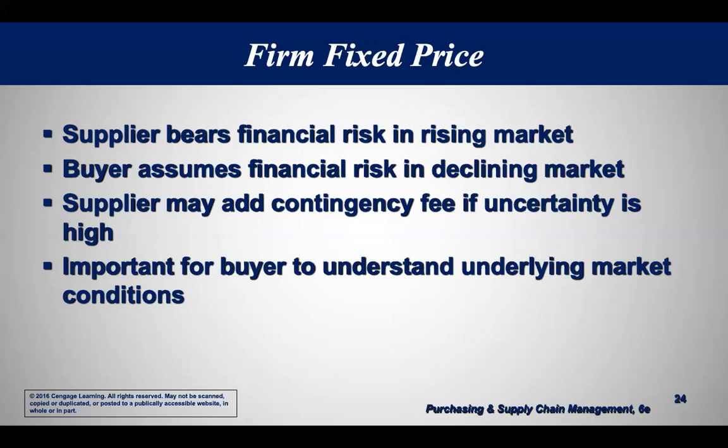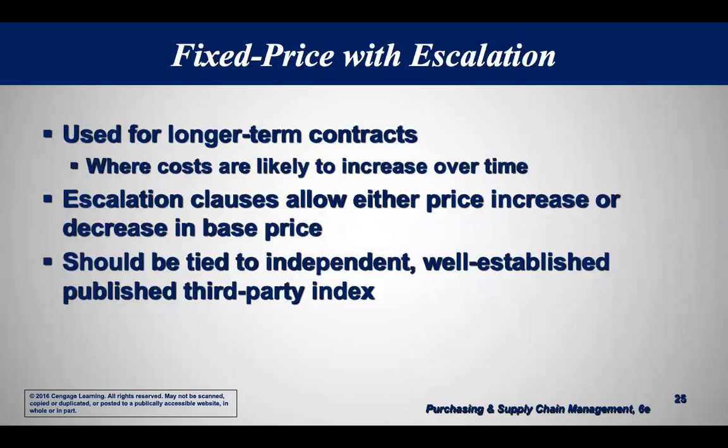However, if you're the buyer and you have locked into a price, and generally prices are going down for whatever it is you're buying, computers, things like that, the buyer is assuming financial risk in a declining market with a firm fixed price. So the supplier may ask to have a contingency added to the contract if the uncertainty is high. So the buyer needs to understand what's going on in the market before you agree to a firm fixed price.